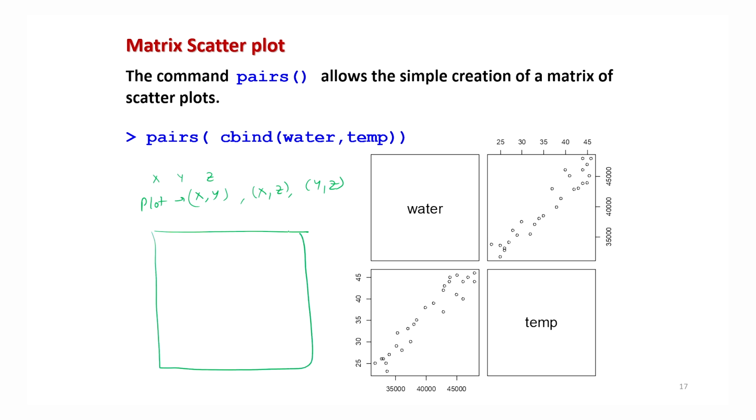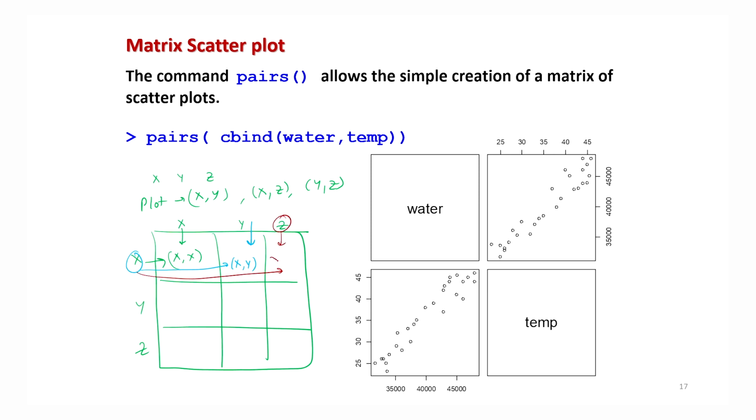For example, suppose I take the variables x, y, z horizontally and x, y, z vertically. In this one, x versus x will be a plot between x and x, which has practically no meaning because that is the same variable. Now if you come to this cell, where x comes from here, I can make a plot of x and y. And in the third cell, x comes from here and z comes from here, so I can make a plot of x and z.